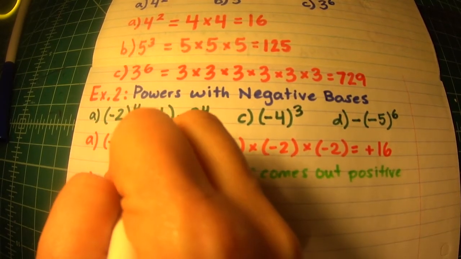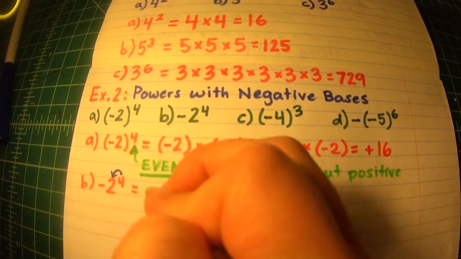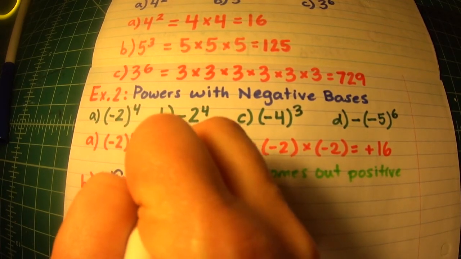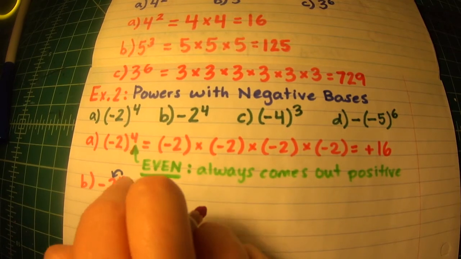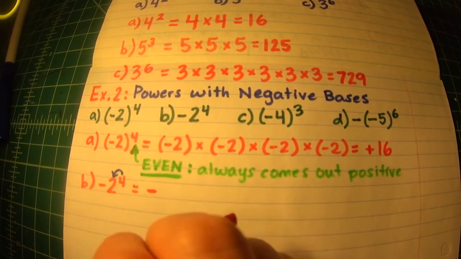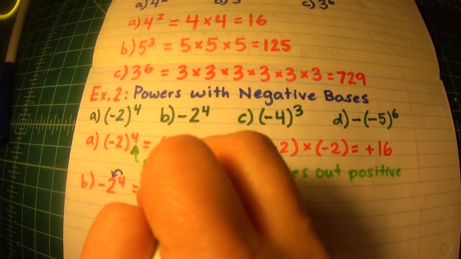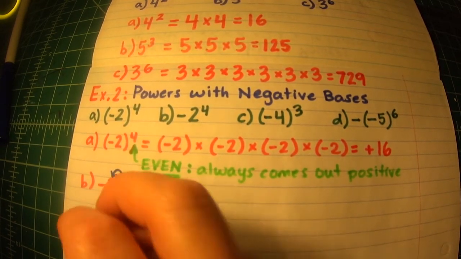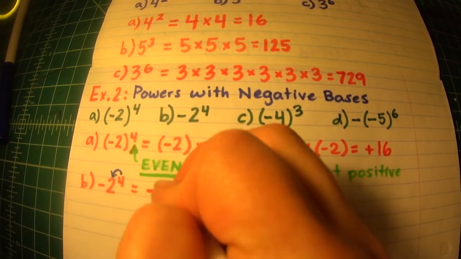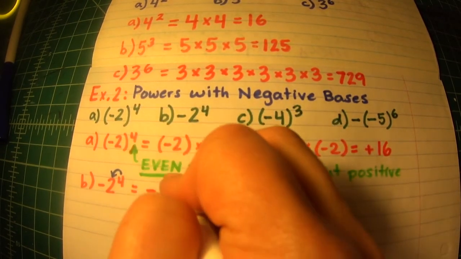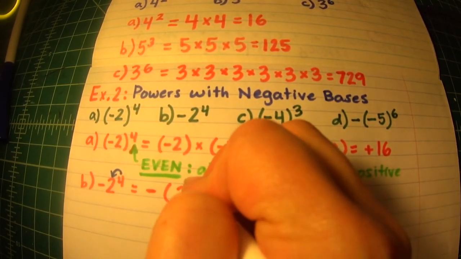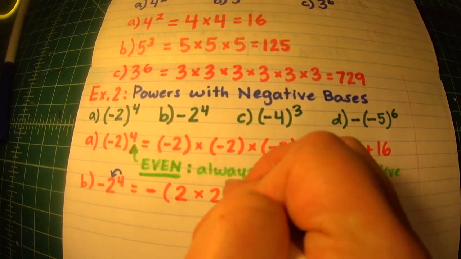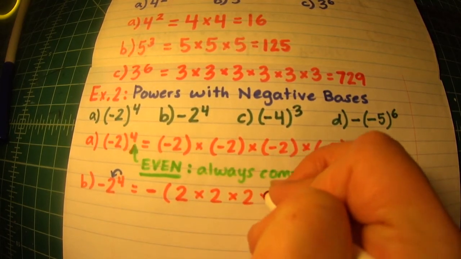So when we write this out, the negative just sits on the outside. It's not a part of the power here. It's just sitting on the outside. So it's still important. You can't just drop it. We keep it there. But when it comes to the repeated multiplication, just the base gets repeated, which in this case is just the 2. 2 times 2 times 2 times 2.